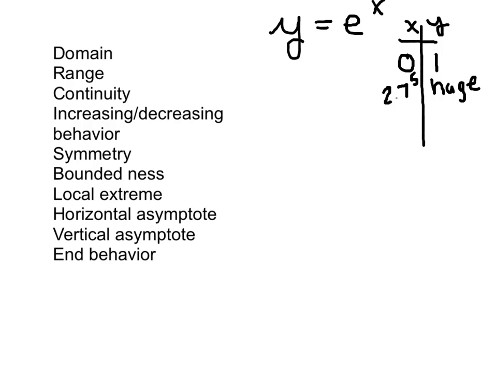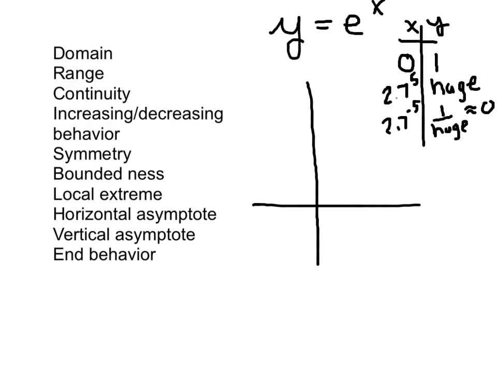And if you took 2.7, let's say, to the negative 5th power, it would become 1 over a huge number, which is very close to 0. So even without being able to plot exact points, you should be able to go, oh, well, anything to the 0 power is 1. Here it's going to get close to 0, and then it's going to get really big. So this should be a basic graph that you can make without the assistance of a calculator. After you make the graph, you have to answer all the questions.